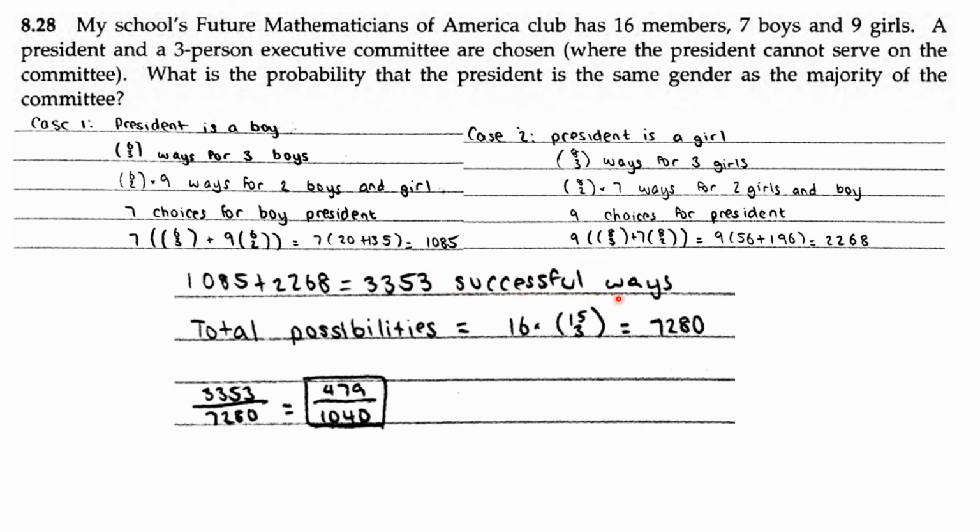3353 successful ways. The total possibilities is 16 times 15 choose 3, because there are 16 members that could be president and 15 members that could be part of the 3-person committee. So there are 7,280 ways in total. So 3,353 over 7,280 is equal to 479 over 1,040.